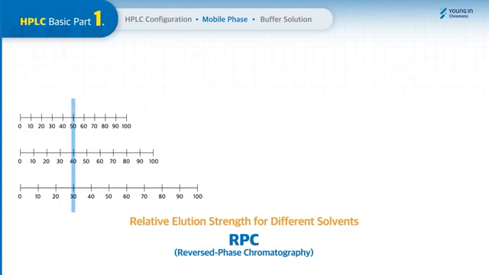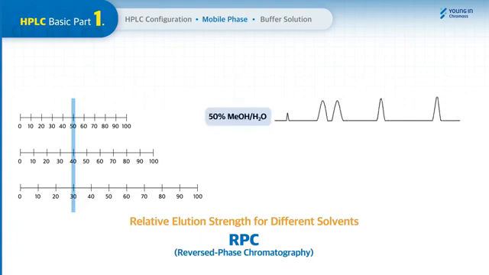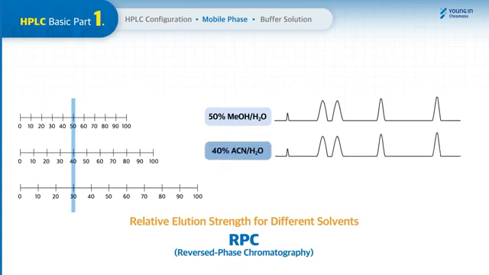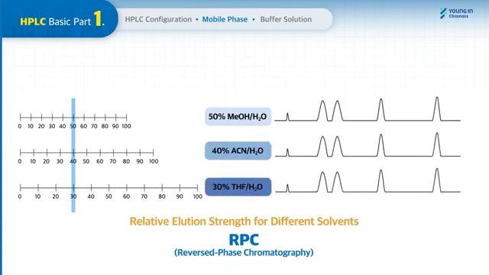Thus, the mobile phase strength depends on both the choice of organic solvent and its amount in the mobile phase. This graph shows the relative elution strength for different solvents. 50% methanol has the same elution strength as 40% acetonitrile or 30% tetrahydrofuran.